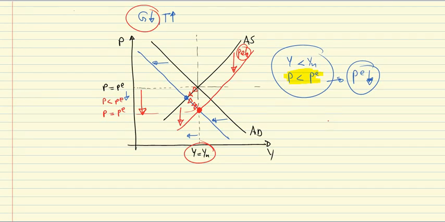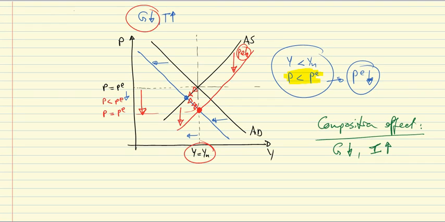So what happens along the way here is a change in the composition of output. So we have a composition effect. The budgetary consolidation, the fiscal contraction, reduces the government share of output and increases the private share of output. So in the medium run, investment rises and government expenditures fall, and the level of output remains unchanged.